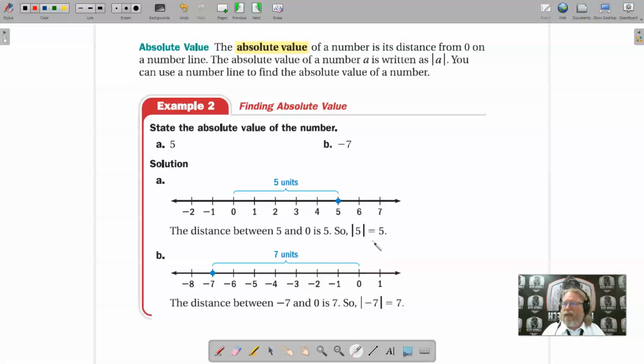So, the absolute value is always positive. Now, you might just look at it this way. Whatever the number is inside between the absolute value signs, it just comes out positive. If it's positive, it stays positive. If it's negative, then it becomes positive.